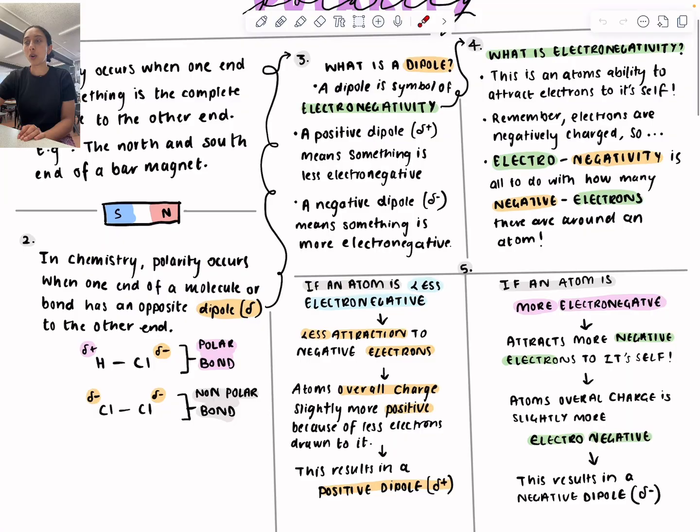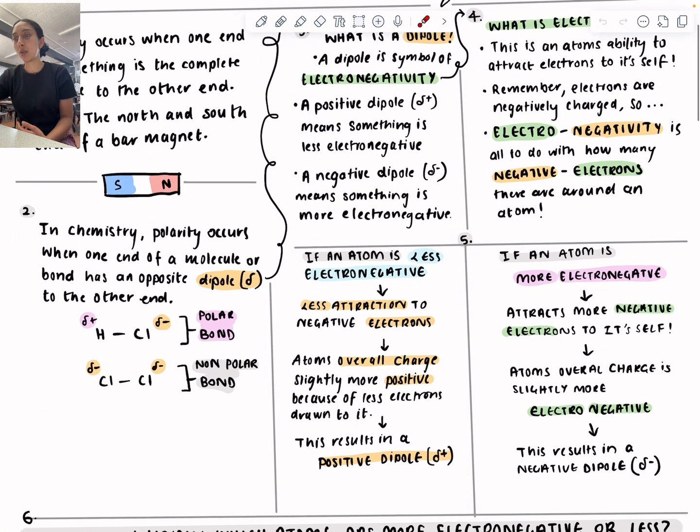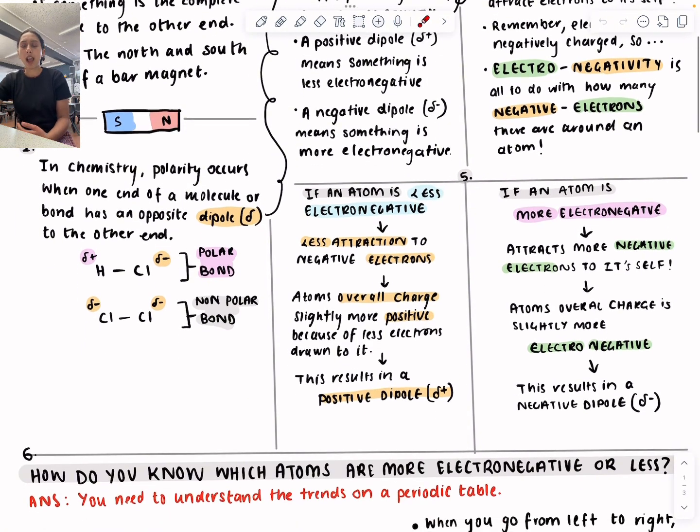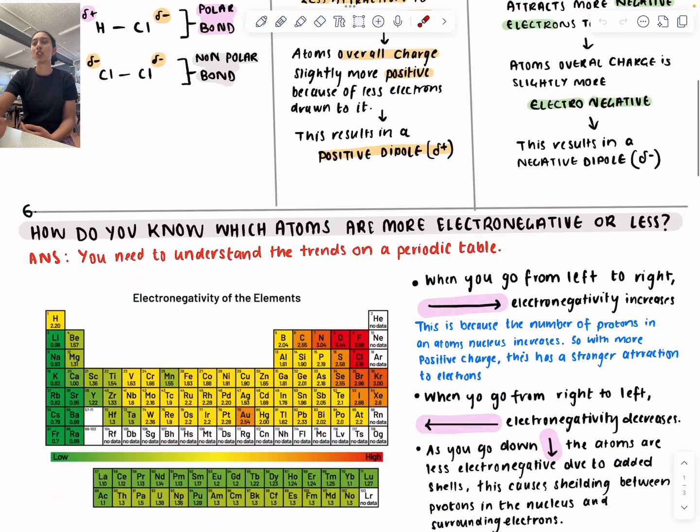So that's what we have covered so far. We understand what dipoles are. We know how to assign them. I guess the next question is, now that we've learned about electronegativity, how can you actually determine what atoms are more electronegative and what ones are less electronegative? I cringe at myself every time I have to say that, but here we are.